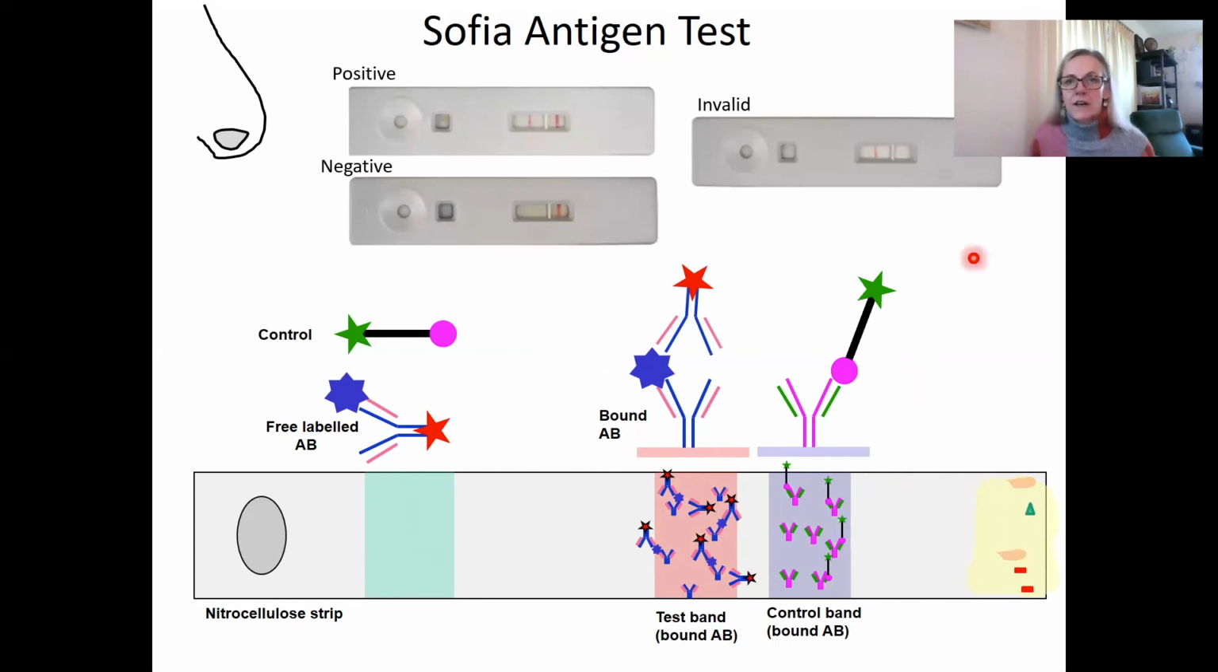These are actually RDTs for malaria, because the Sophia antigen test reads fluorescently in a machine. But you can see on this side here, both of these tests were valid because the control band worked in each case. This one is positive because the test band showing up is positive. This one is negative. And this is an invalid test because the control band didn't work. So that's generally how lateral flow assays work and how the antigen tests for SARS-CoV-2 work.